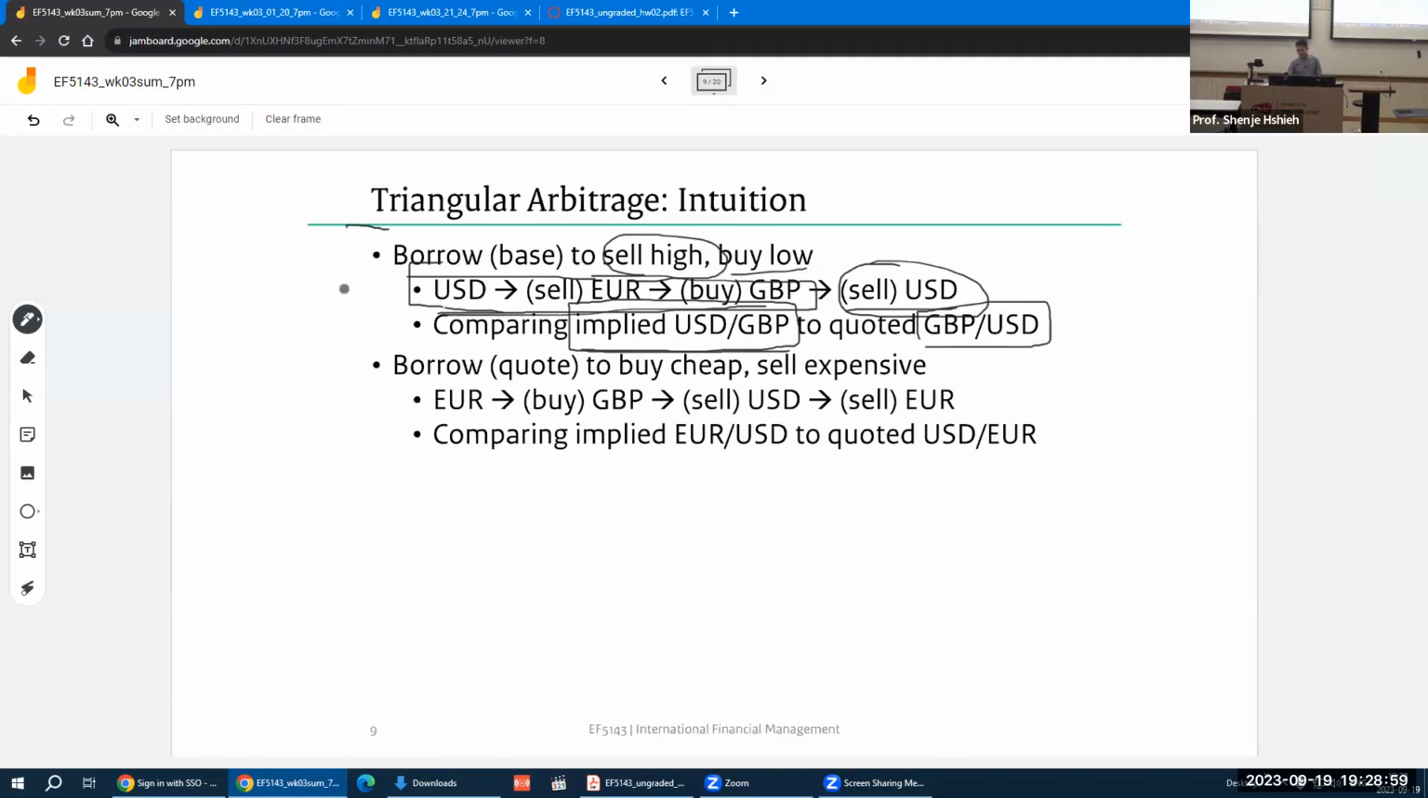So I emphasize again, with this strategy, you are borrowing the base. And again, the intuition is you are borrowing the base so that you can sell high and buy back the currency that you borrowed at a lower price, at a low price.